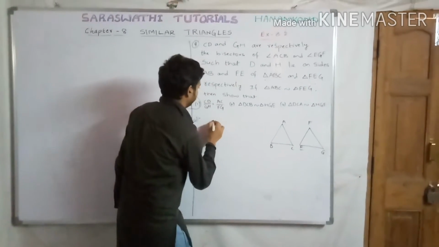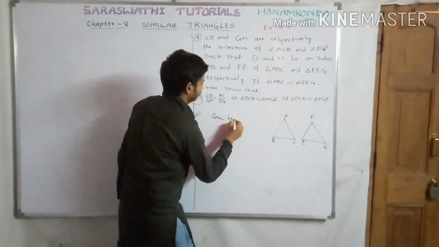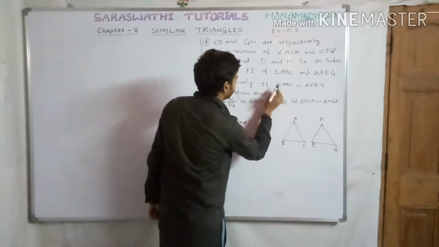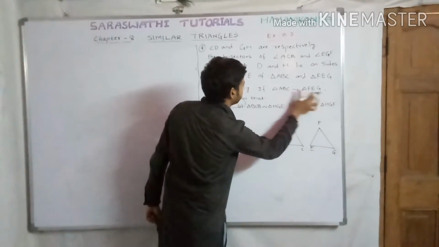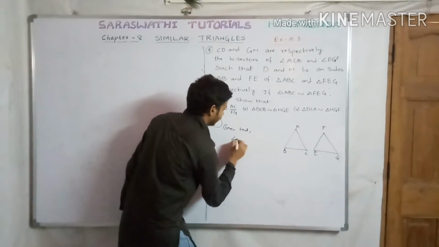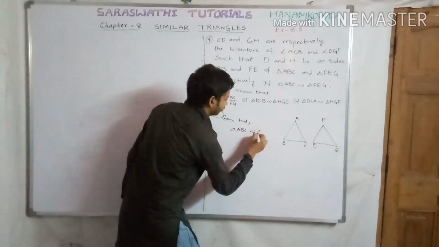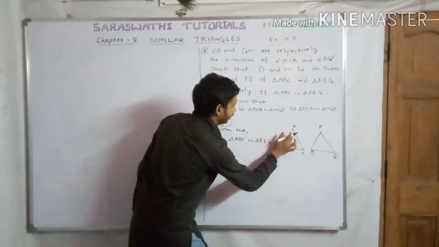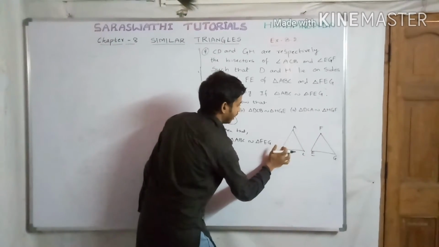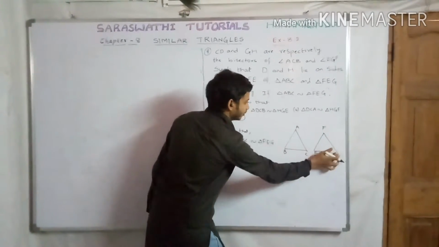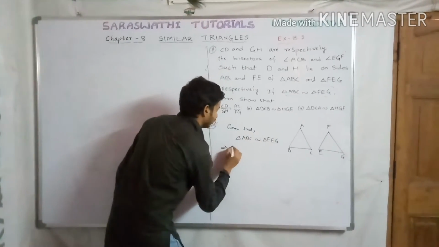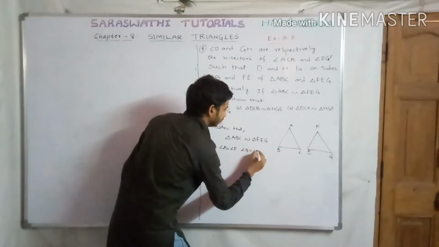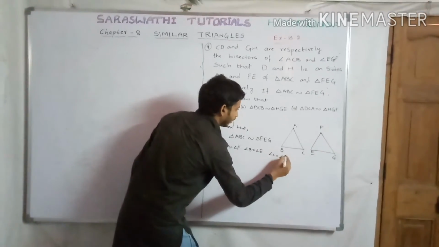So given that triangle ABC and triangle FEG we have drawn, triangle ABC is similar to triangle FEG. That implies angle A equal to angle F, corresponding angles. Next, angle B equal to angle E, angle C equal to angle G, since they are similar.